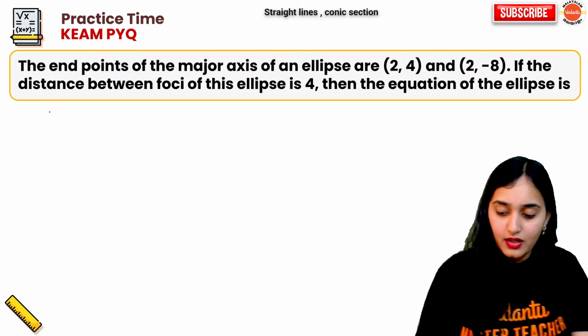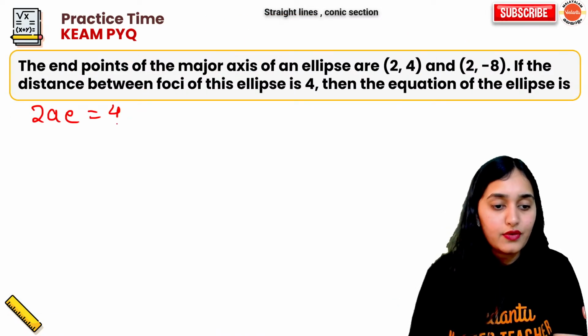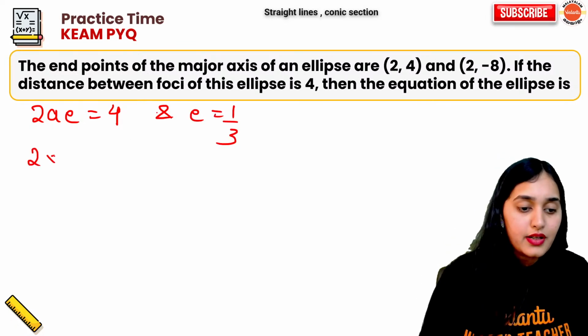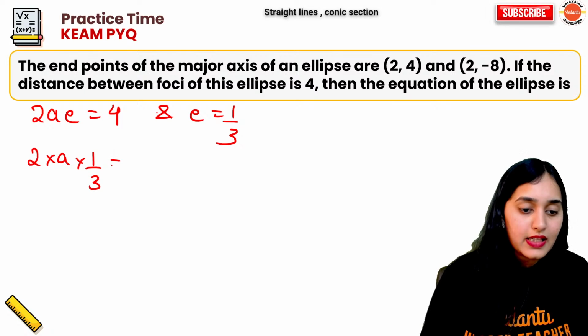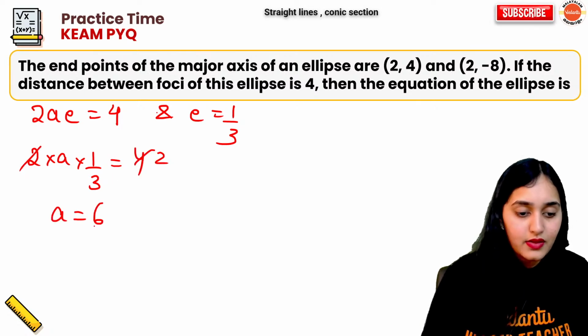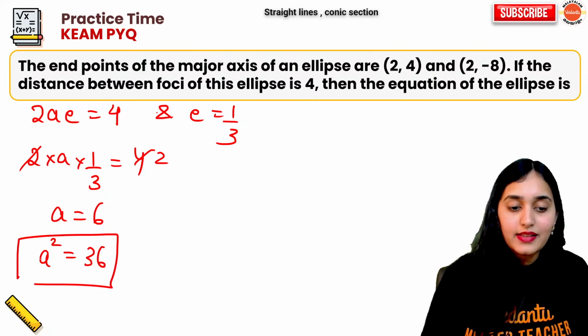We have 2AE is equal to 4 and E is 1 by 3. So, 2 into A into 1 by 3 is 4. 2 2s are 4, 3 2s are 6. A is equal to 6. So, A square will be 36. Now, A square is 36.